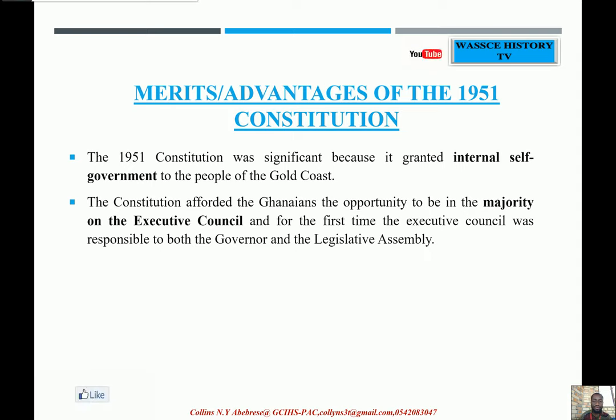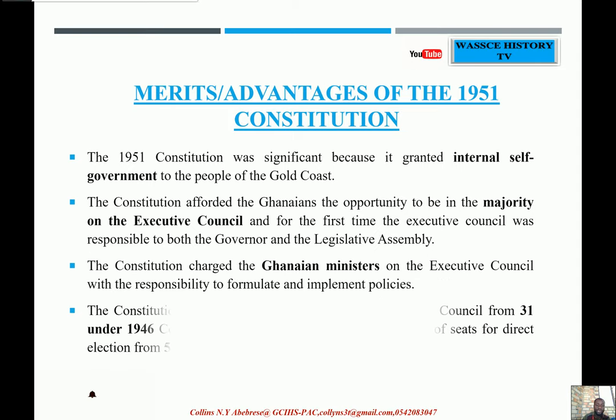So internally, we had that government. The constitution afforded Ghanaians the opportunity to be the majority on the executive council, and for the first time, the executive council was responsible to both the governor and the legislative assembly. So, as I have already told you, Ghanaians had the majority on the executive council. As we saw in 1946, Ghanaians did not have a majority because only three were appointed. But here, we have seen that Ghanaians do have the majority in the executive council, and this is what the Africans, or the Ghanaians, have been looking for.